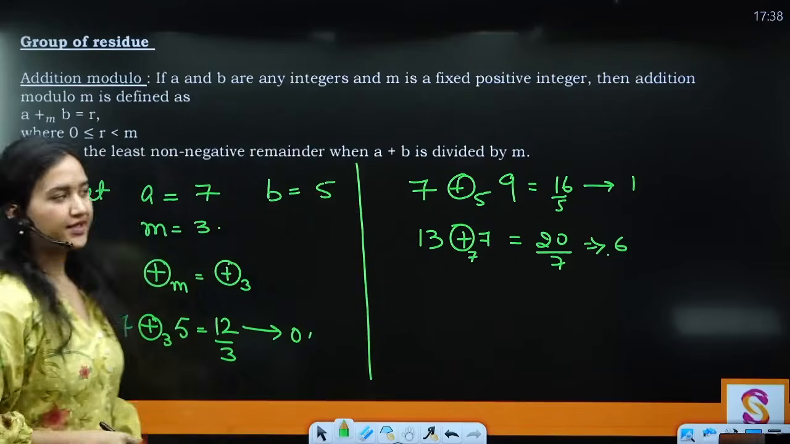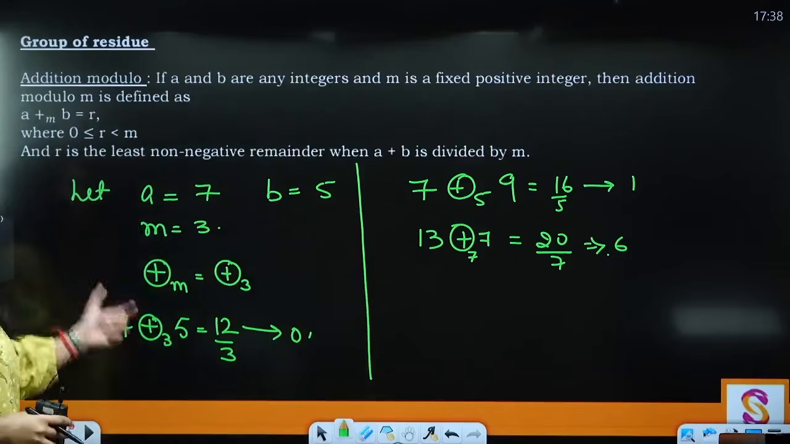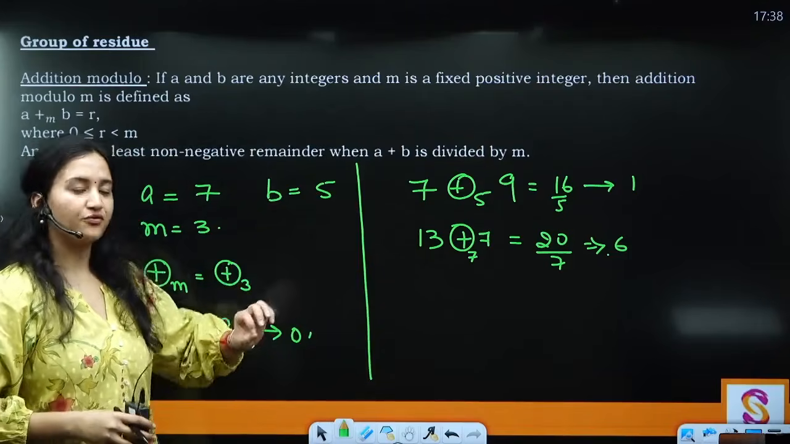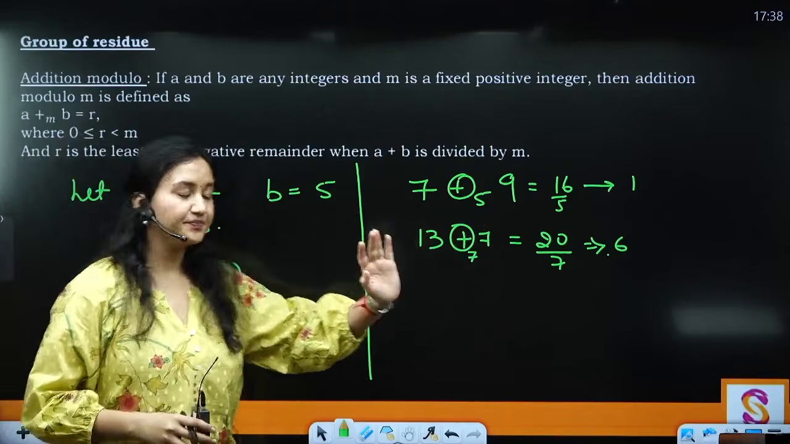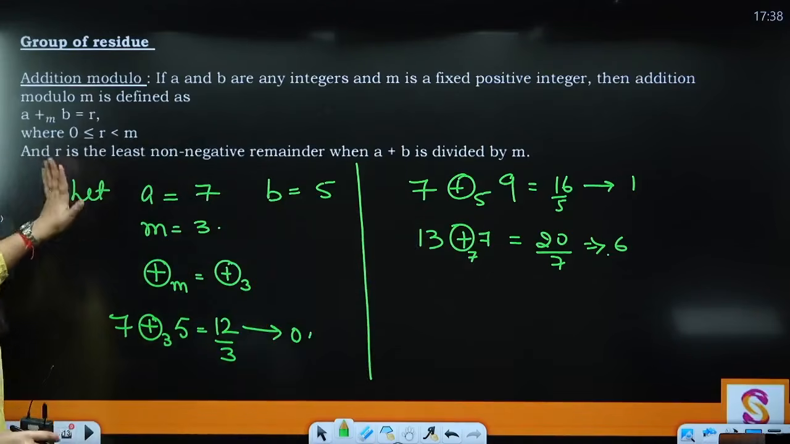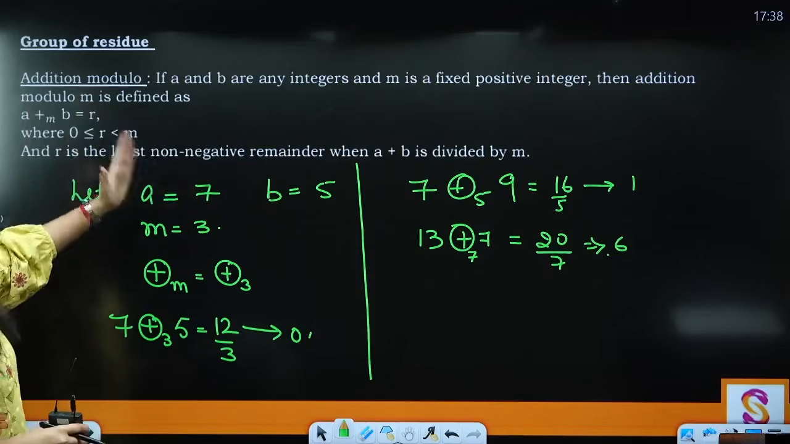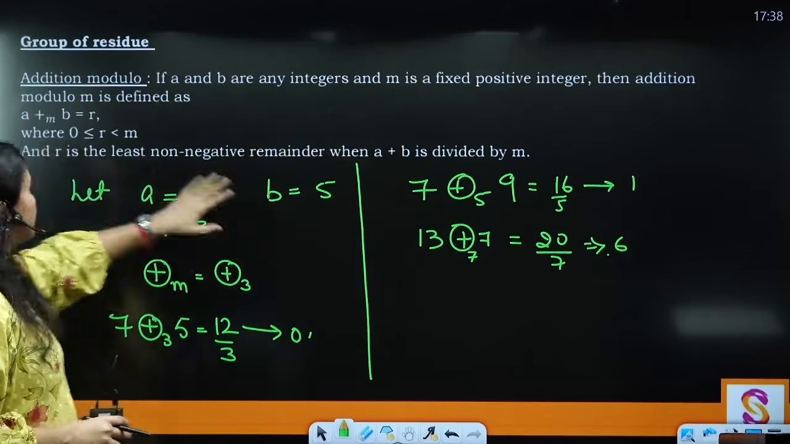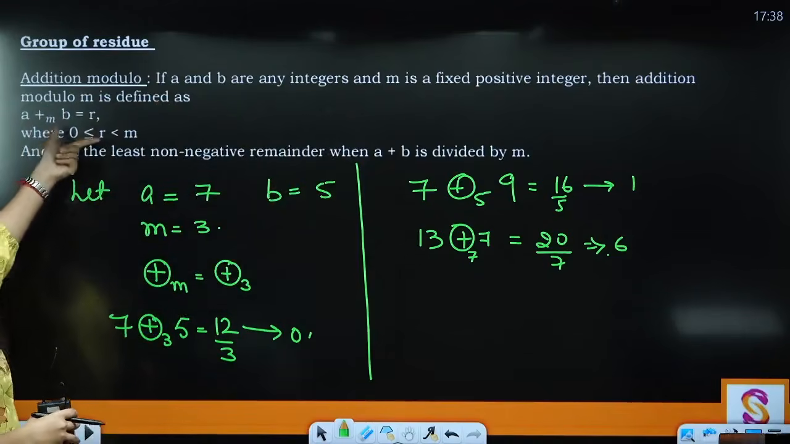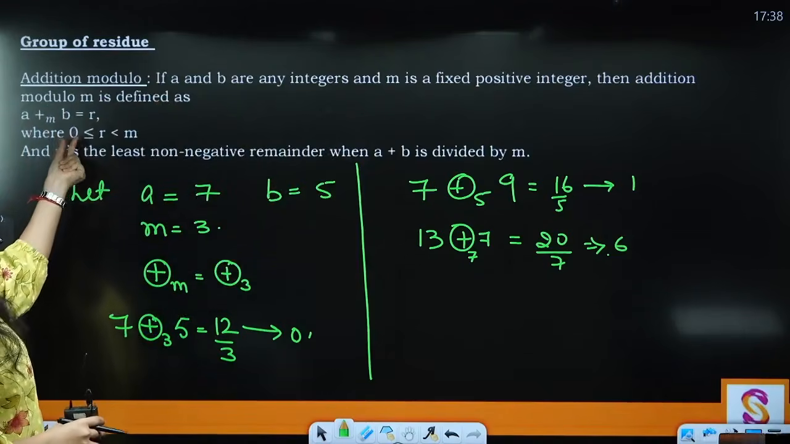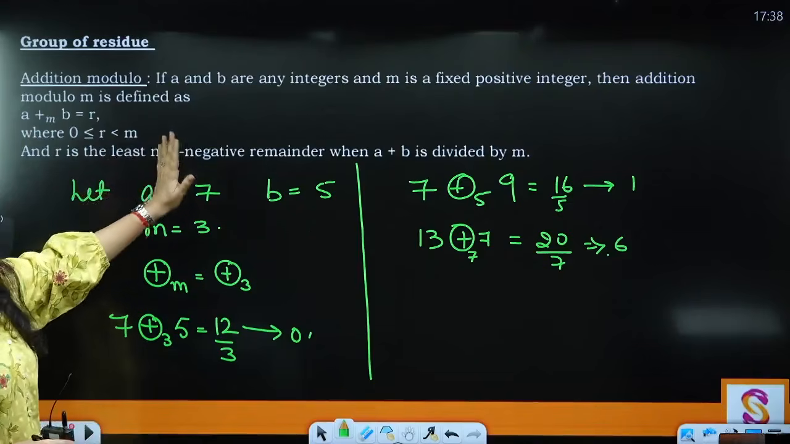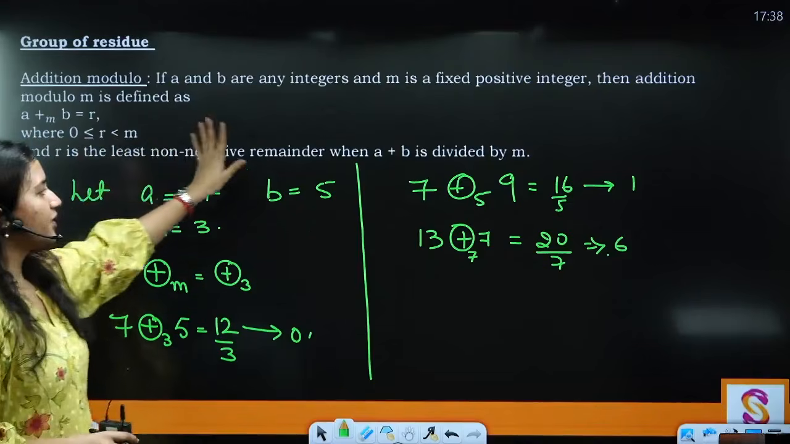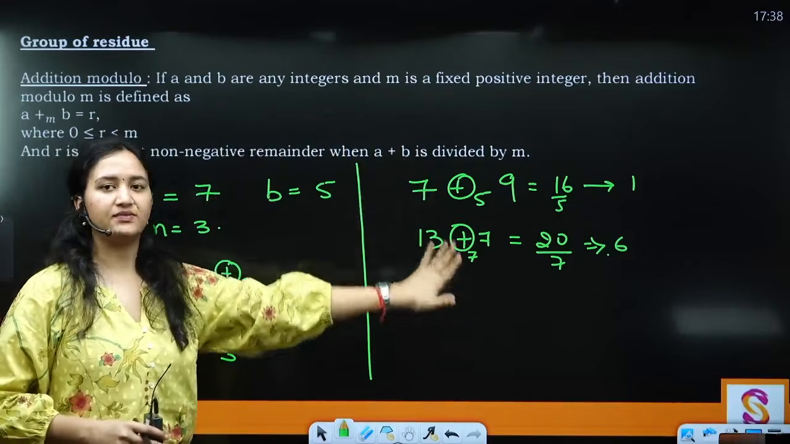Alright. So addition modulo is a binary operation which gives you the remainder of a plus b. Here, you can read the basic definition. If a and b are integers, m is a fixed positive integer, then addition modulo is defined as this, where r is going to be less than or equals to m, okay? And r is the least non-negative remainder when a plus b is divided by m.